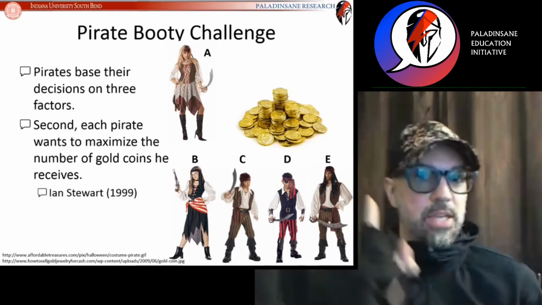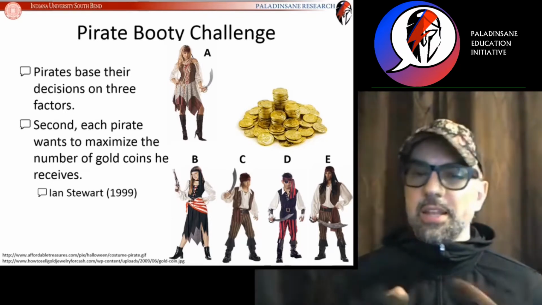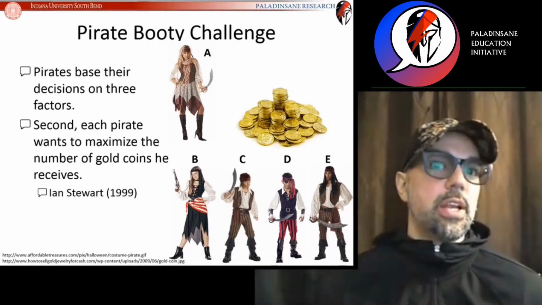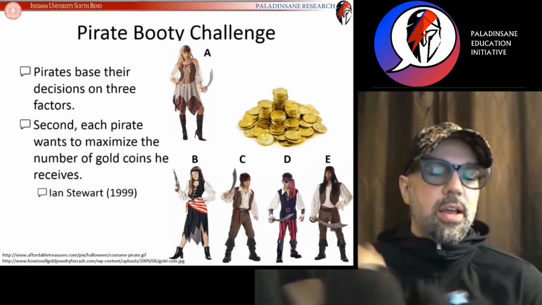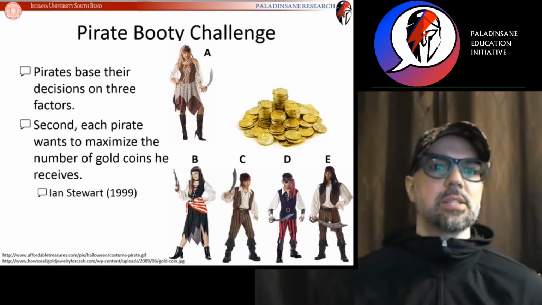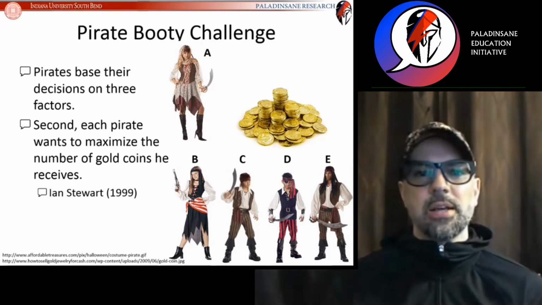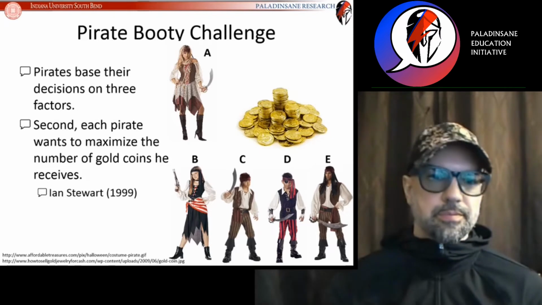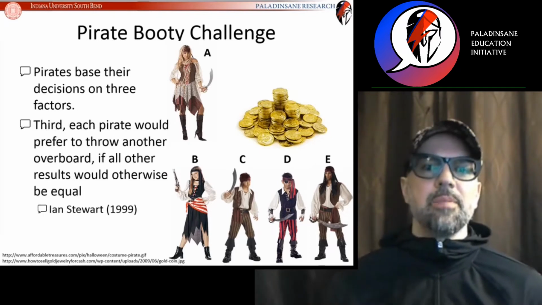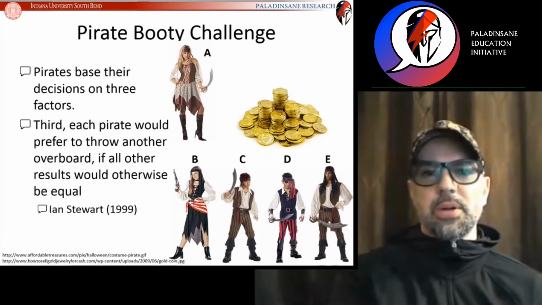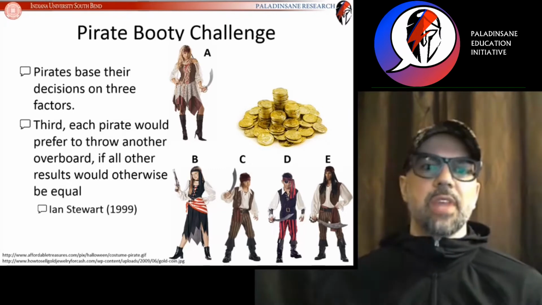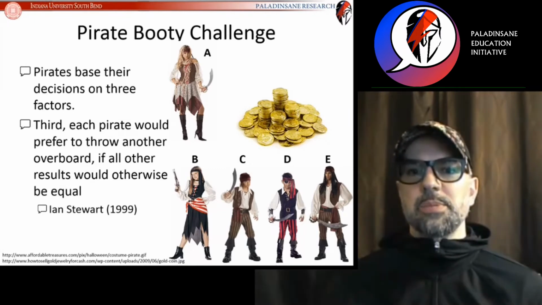They don't want to die. That's first and foremost. But secondly, they want to get as many gold coins as they can. They're greedy, right? They would rather get more and everybody else get less. So that's the second one. Each pirate wants to maximize the number of gold coins that they receive. And then finally, each pirate would prefer to throw another pirate overboard if all other results would otherwise be equal.